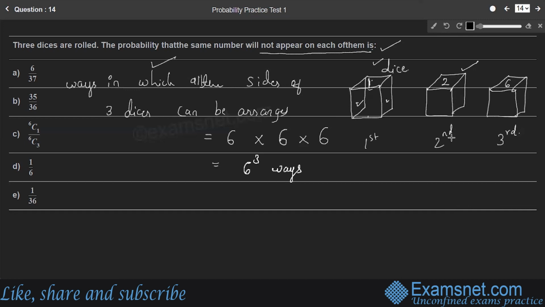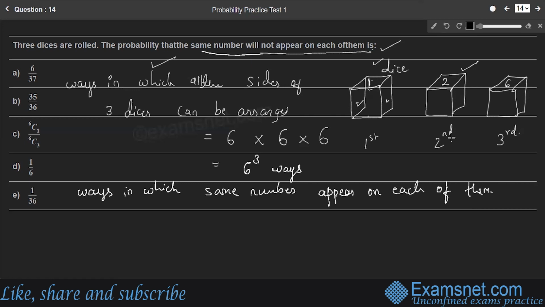Here, we'll consider the number of ways in which the same number will appear on each of them. That means if you consider 1 as the top face, in the second dice also there should be 1, and in the third dice also, right? So in all the 3 dices, the face should be the same. One of the faces should be the same, right?